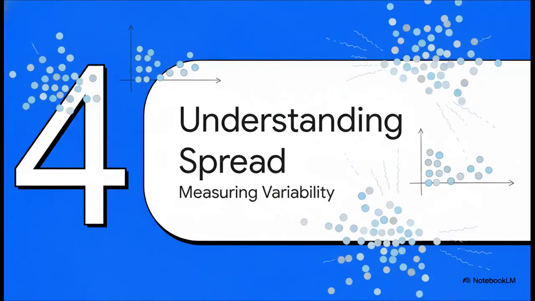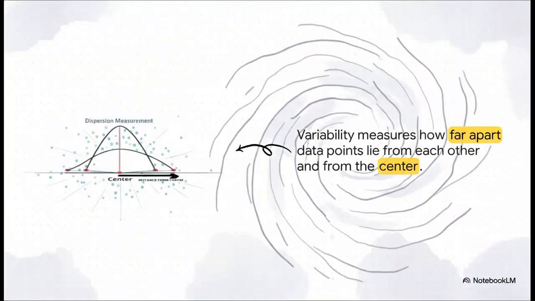Okay, so we've got a handle on finding the center of our data, but that's really only half the picture. Here's a thought. You could have two groups of data with the exact same average, but they could look completely different. We also have to know how spread out all the scores are. Just imagine it. Are all the scores huddled up tight around the average, making a tall, skinny peak, or are they spread way out, making more of a short, flat hill? That measurement of how spread out things are, that's what we call variability.